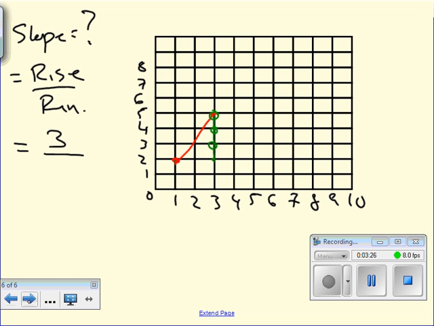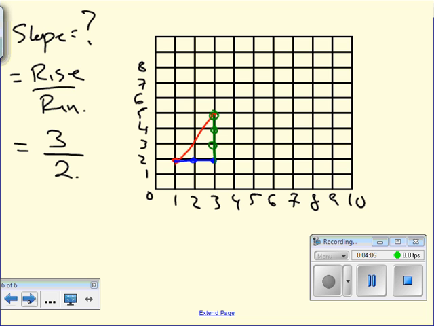The run is how far I'm going from left to right. So I'm starting here, and I go 1, and then 2. So I go 2 here, and then up 3. So my slope is going to be 3 over 2. So that's my slope. And I figured it out by counting however many squares I went up and how many squares I went to the right. So that seems pretty easy, how high I go up, and then how far do I go to the right.